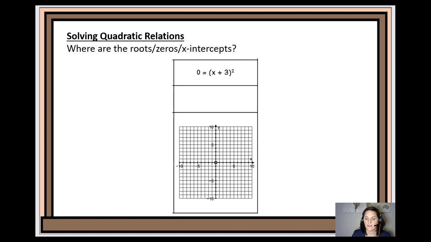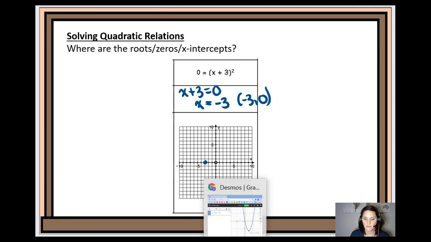Okay, next question. This time we have just one factor, because it's squared, we don't actually have to write it out twice. So we have x + 3 equals 0, so x is equal to negative 3, which gives us the coordinate (-3, 0). I'm going to put a dot at (-3, 0) and head over to Desmos quickly.